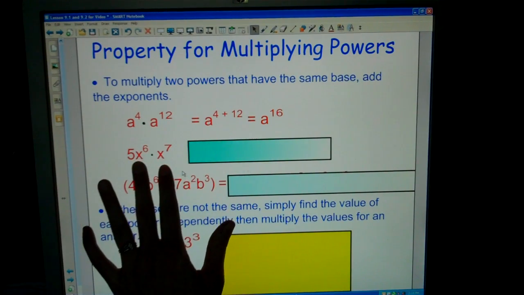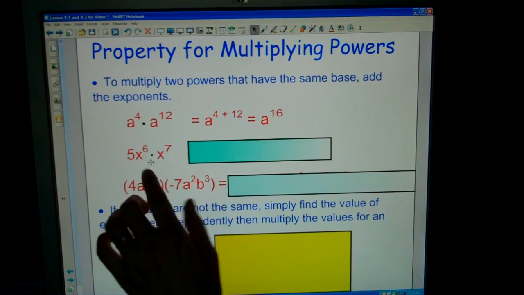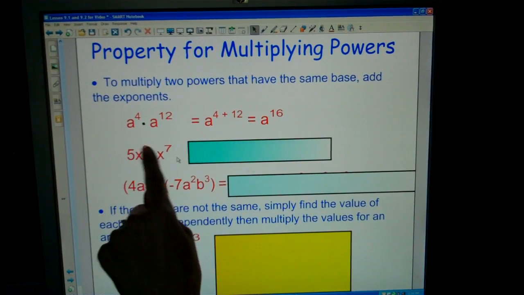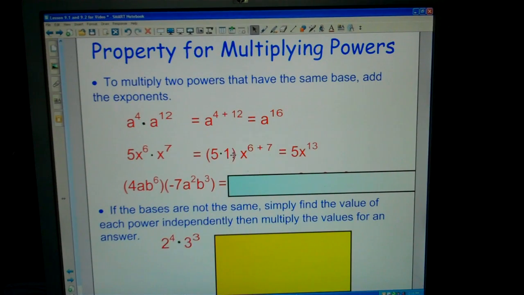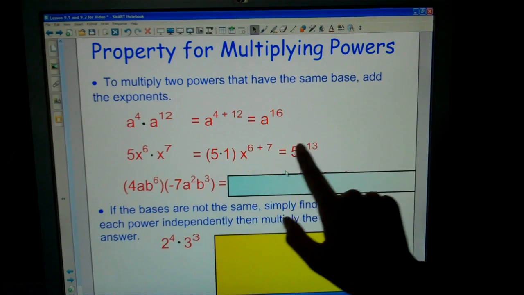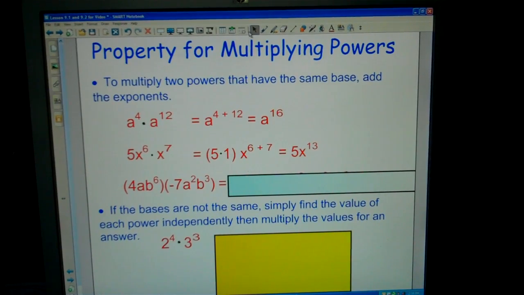We have the x's are the same, so we can add those there. But what imaginary number is in front of that x? 1. What's 5 times 1? 5. And then you add the exponents. 6 plus 7 is 13. Now this one looks like a hot mess.